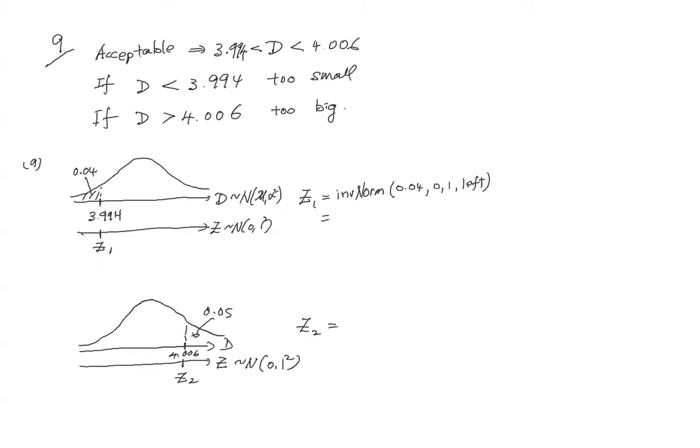Inverse norm 0.04, 0.1 paste. Okay, so you get negative 1.75069. We try to be as accurate as possible. So I got negative 1.75069 standard deviation equal to 3.994 minus mean. All right? I straight away put the standard deviation across. Okay, how about Z2?